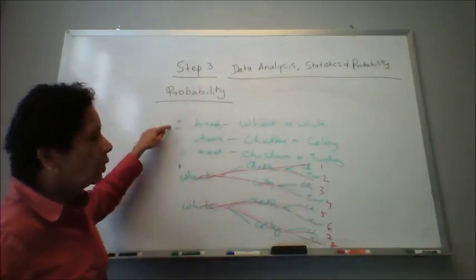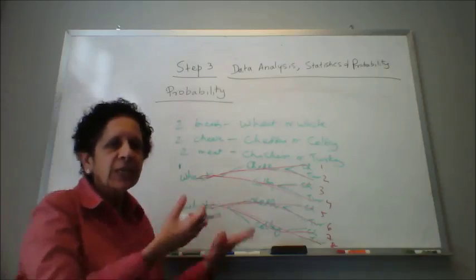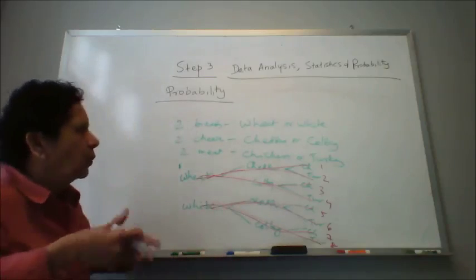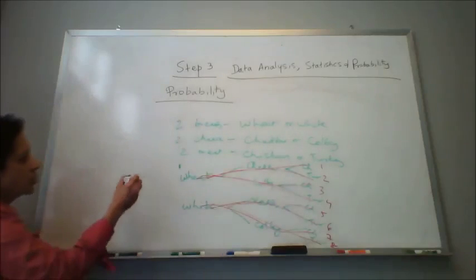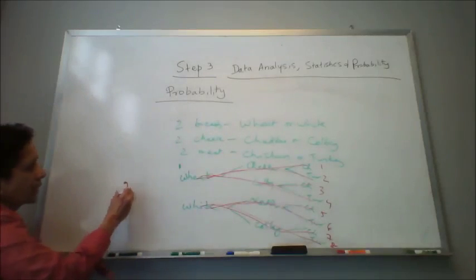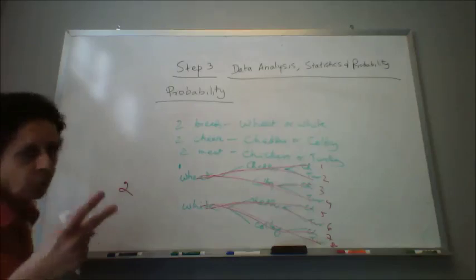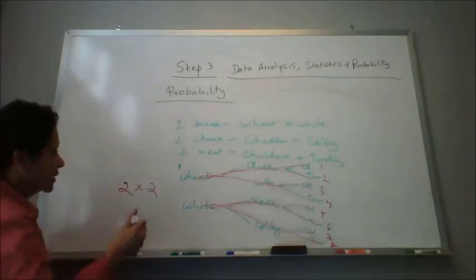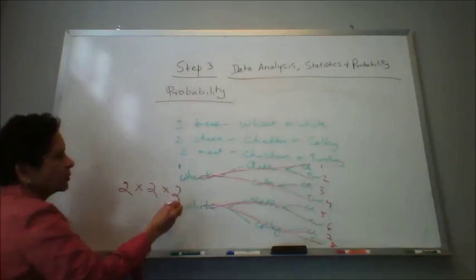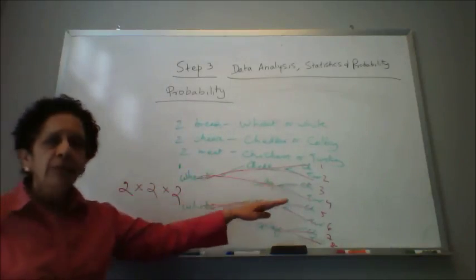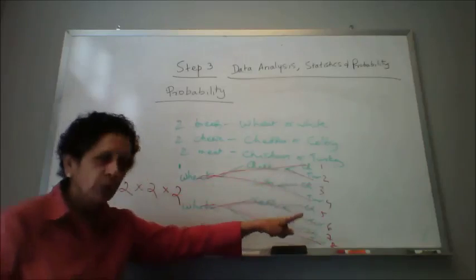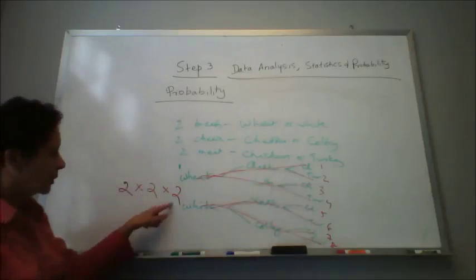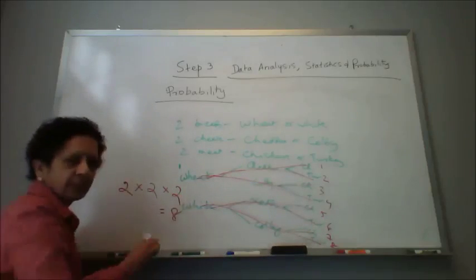So this is an example. What is the pattern we are seeing? If I have to choose from 2 breads, and from 2 different cheeses, and from 2 different meats, we can see that the total number of possible choices is 2 times 2 times 2, so that is 8.